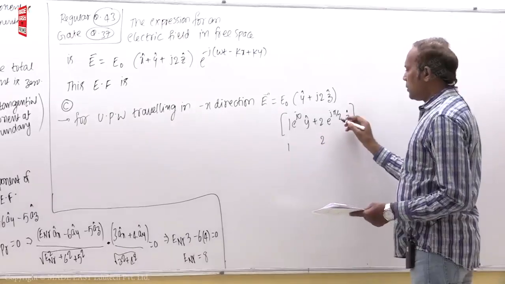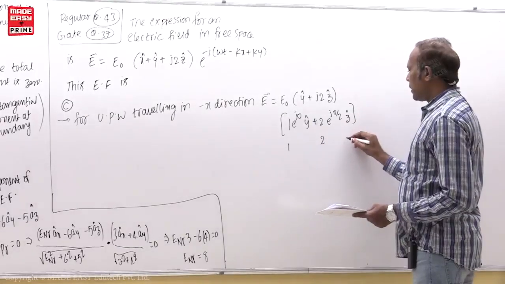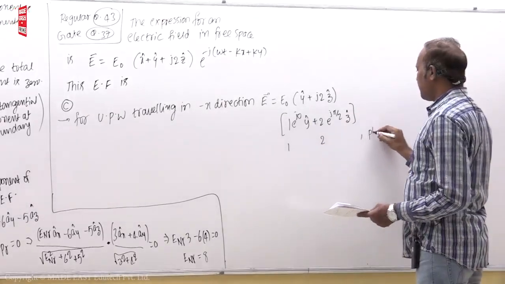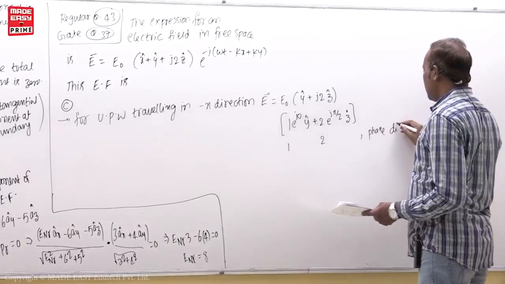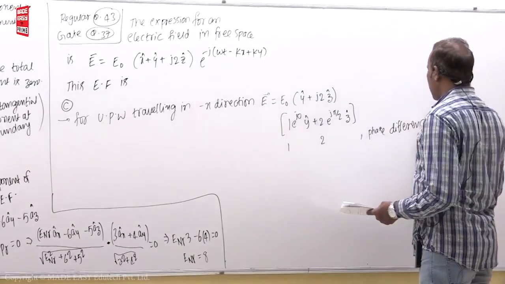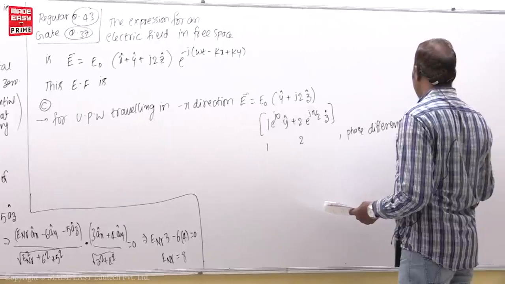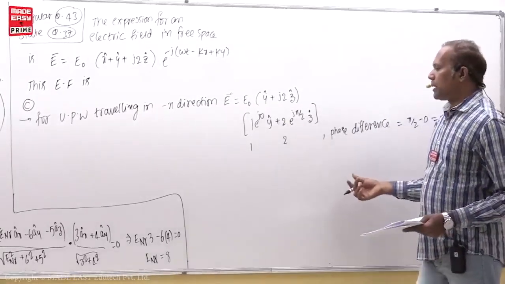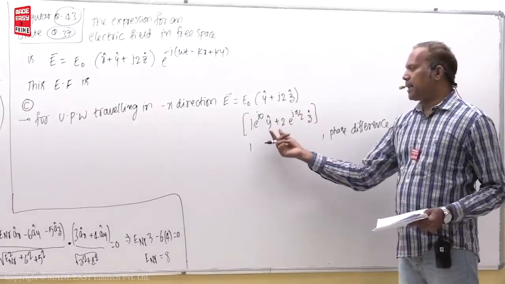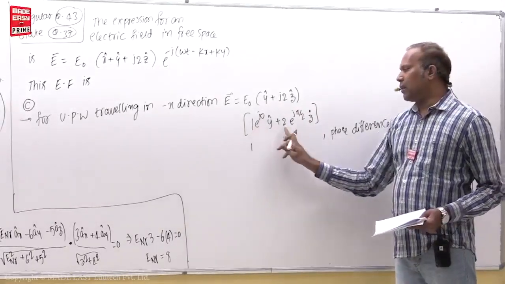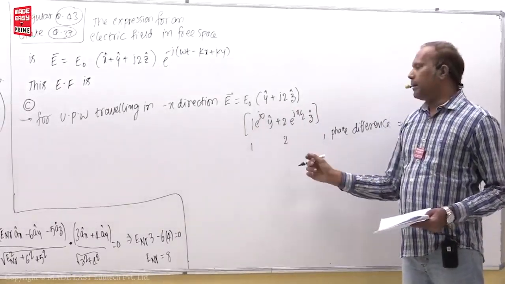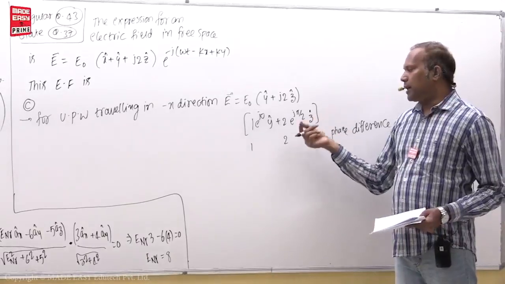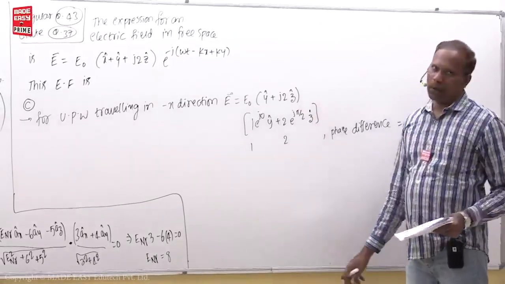So different magnitudes, and the phase difference is pi by 2 minus 0, which is pi by 2. So this is not linear polarization, for that the same phase should be there. This is not circular polarization, for that equal magnitude should be there. And so if it is not linear and not circular, it is elliptical polarization.